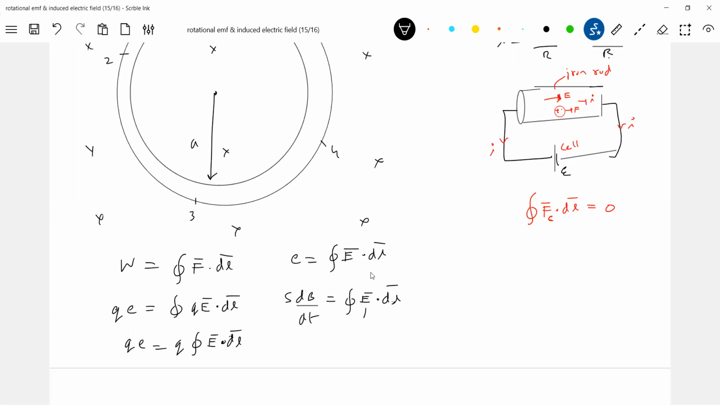So therefore this is what I'll call the induced electric field. This is totally different from the electric field you learned. What are its basic features? It's non-conservative in nature.